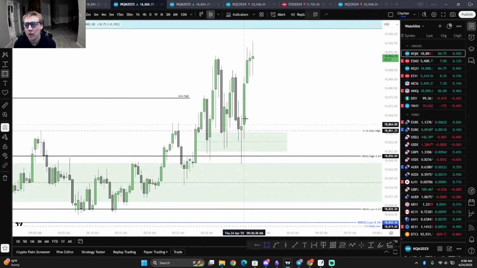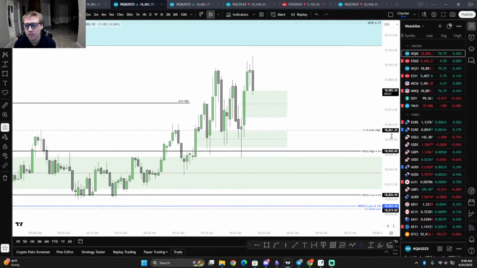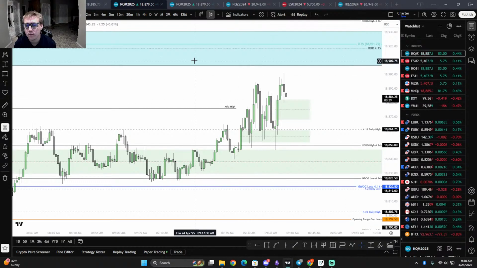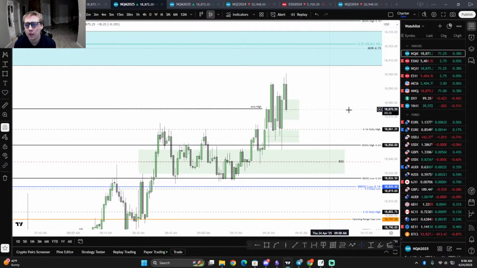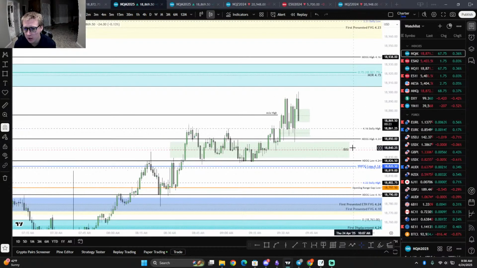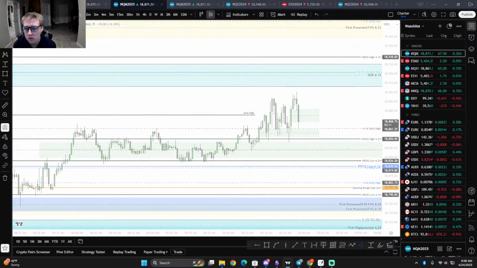So on the 30-second, we have this large imbalance here. Want to see this get respected here. If we trade through this, that's already kind of setting up some consolidation here. Yeah, I don't like that at all. We did trade to that daily high here. Something to note.